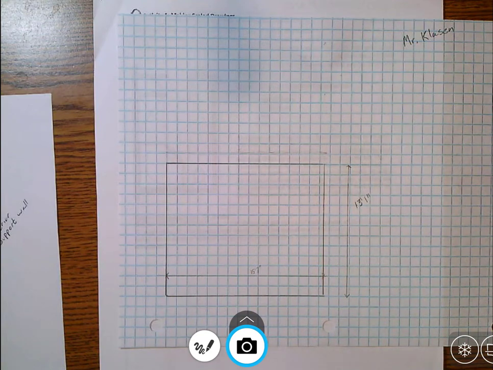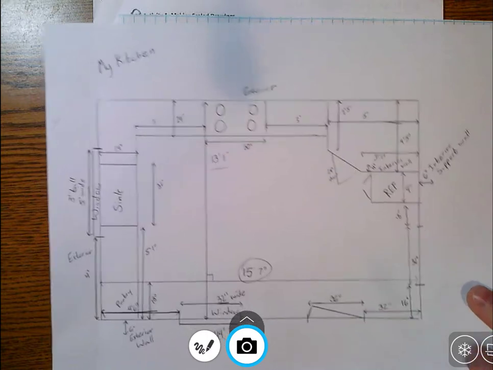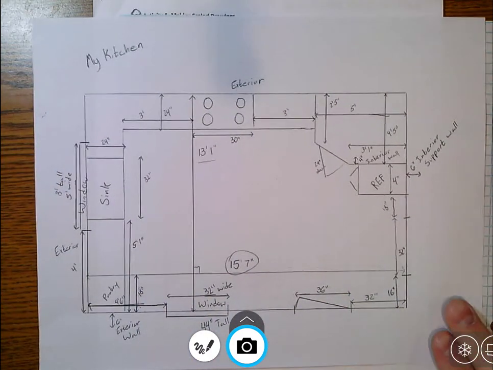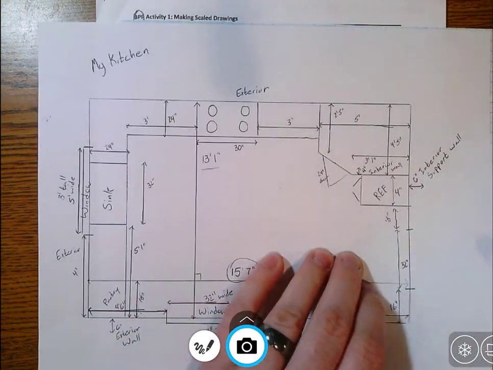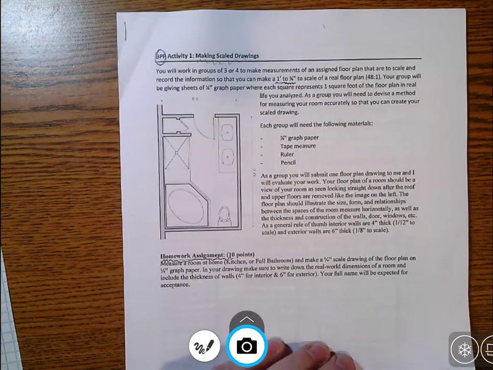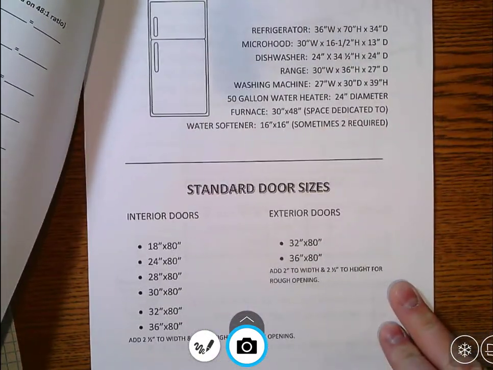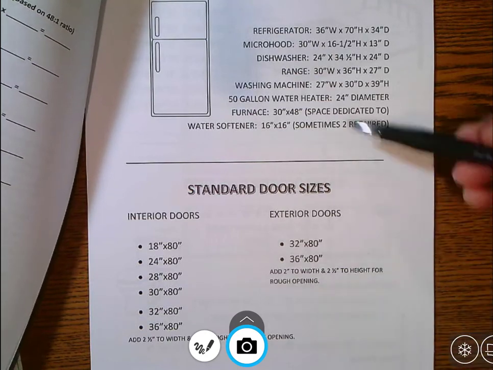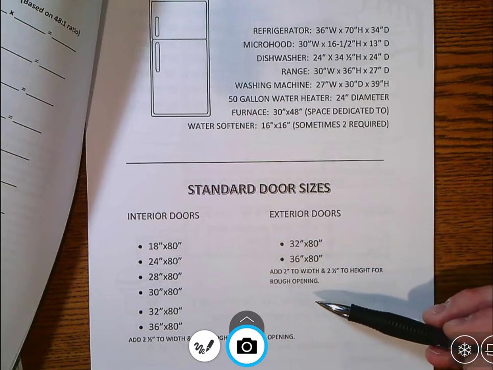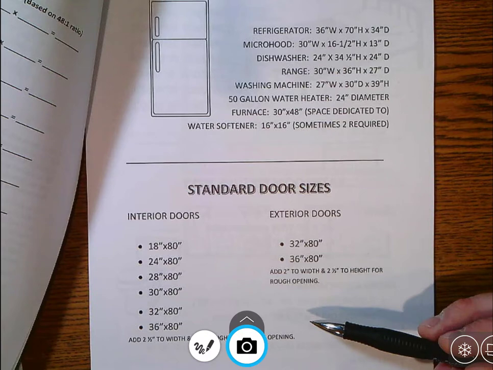And so now what I'm going to do is start looking at some of the things that I measured in my kitchen as I was going and doing this. And one of the things is that my countertops were 24 inches deep. And if you're ever wondering what the typical dimensions of things are, I will point out that if you have this packet, there are some nice general sizes here. So we have some of these different dimensions, interior doors, exterior doors, and a lot of these things will be present in here.